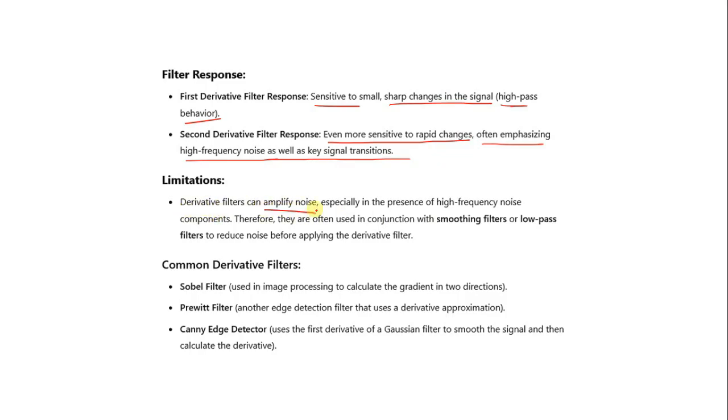As I told you, most of the noises are high frequency noises. So if you have high frequency components, say for example in EMG signals, and you apply these derivative filters, then what might happen is that if there are any noises in your EMG signals, they may also get amplified. So common derivative filters: Sobel filters, Prewitt filters, Canny edge detection filters.